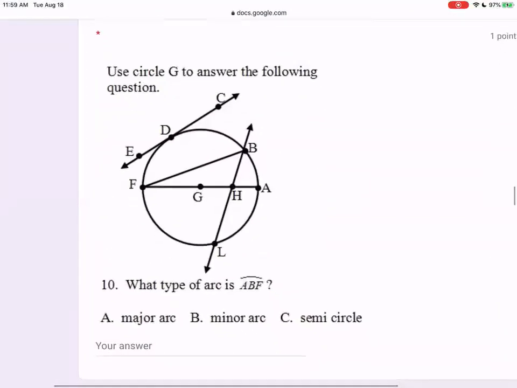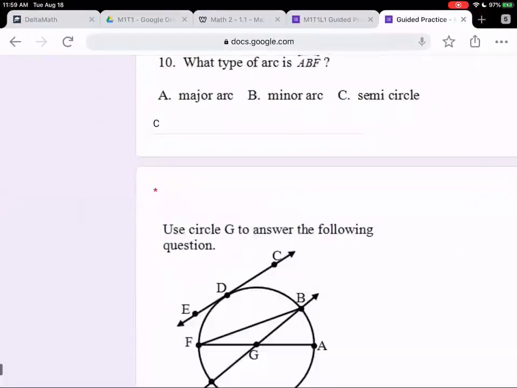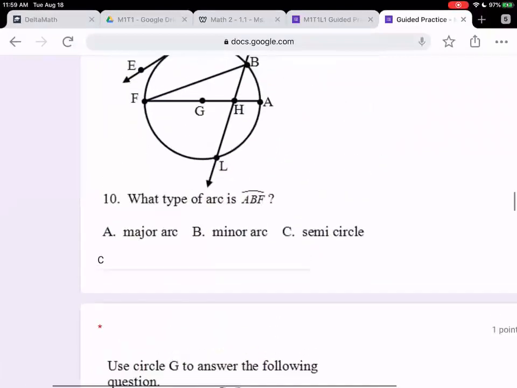Finally, we want A, B, F. So this time start from A, go to B, which is pretty close by, and then continue to F. A, B, F. So the top half. Is it C? Yes, it is C. Because we are tracing from A to B to F, we're doing the top half of the circle. Note that I said half. So halfway across the circle is C. Good. C for semicircle. Semicircle is a half.